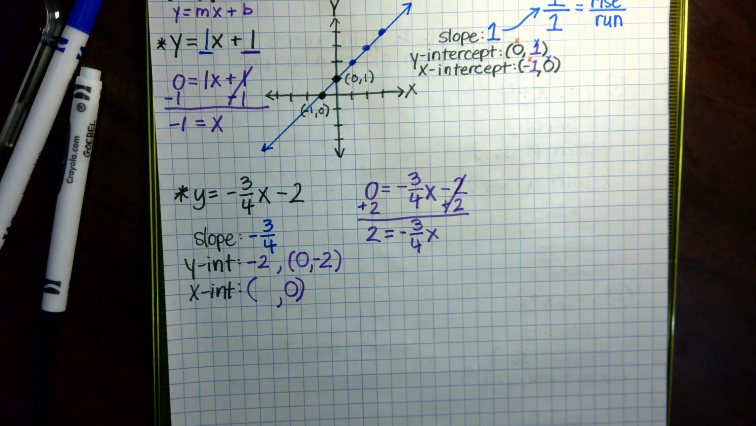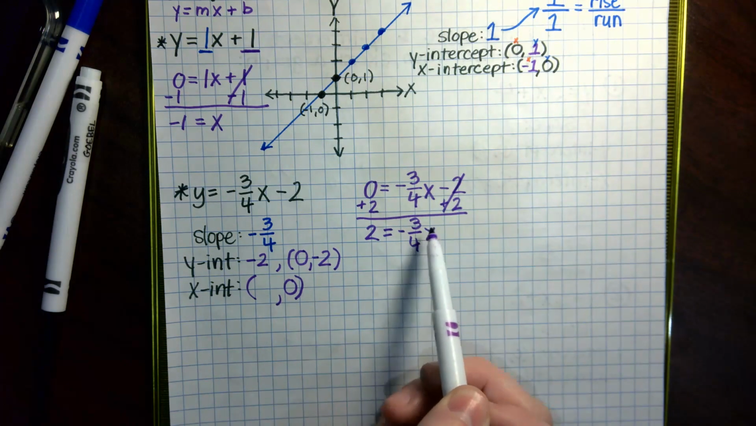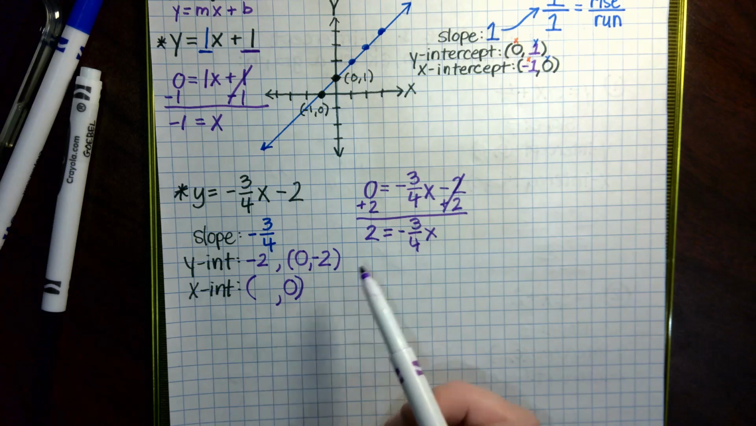This is the tricky part, guys. We haven't done a whole lot of fractions in here. Divide or multiply the 3/4? So we have here negative 3/4 times x. There's a couple things that we could do here.